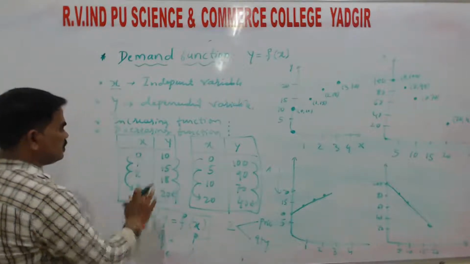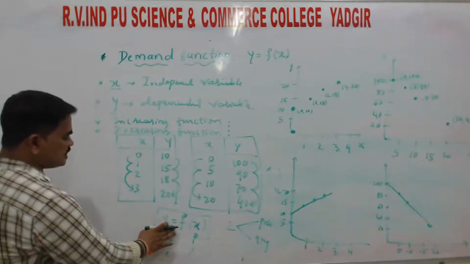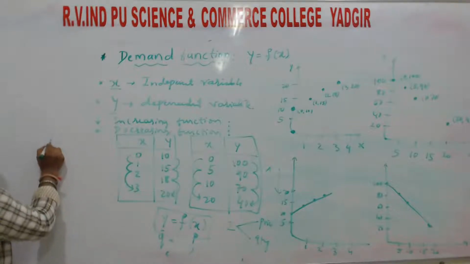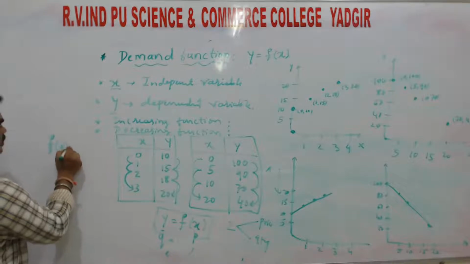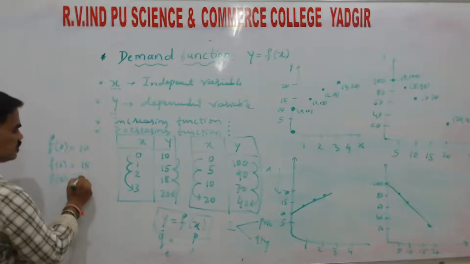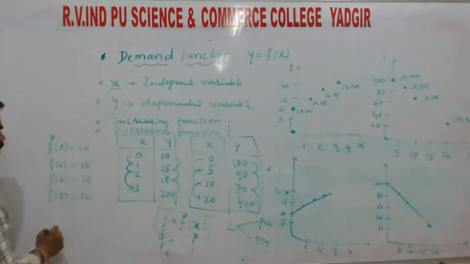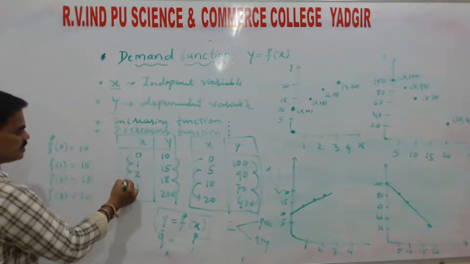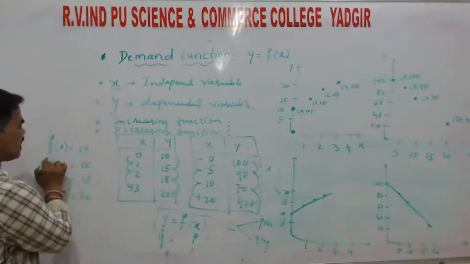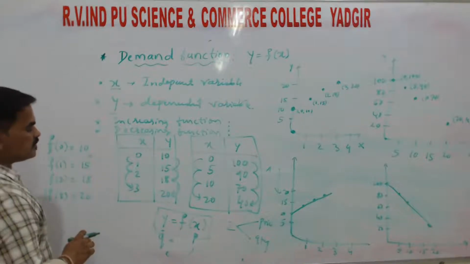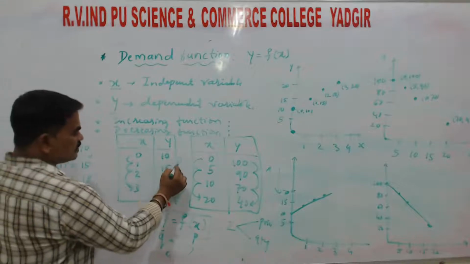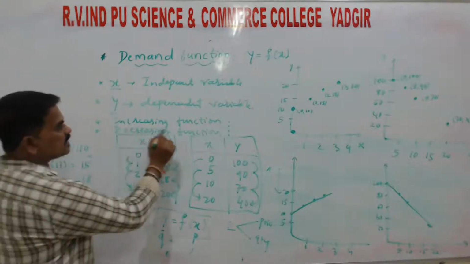Suppose here in this table we will put this in this demand function. Hope you can see here, I can write this function of x value 0 is equal to 10, function of 1 is equal to 15, function of 2 is equal to 18, and function of 3 is equal to 20. So here, when there is an increase in the price, there is increase in the quantity as well. If this is how the demand function or the demand curve behaves, the demand for that particular commodity, if it behaves like this, when there is increase in the price, there is increase in the quantity, then we call it as increasing function.